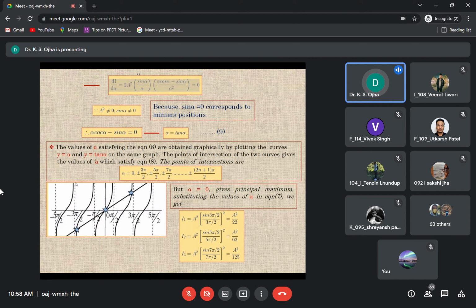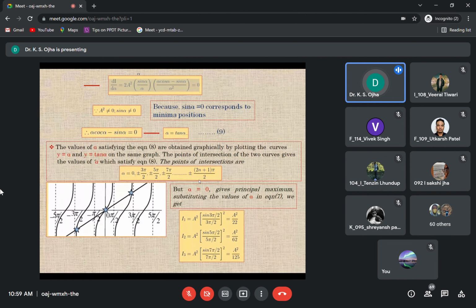So this plot has an asymptotic nature. Whatever curved line you are seeing, this is the y equal to tan alpha plot. So the intersection point of y equal to alpha and y equal to tan alpha gives the position of the secondary maximum. So from this graph, we will find alpha is equal to 0, plus minus 3 pi by 2, plus minus 5 pi by 2, and so on.